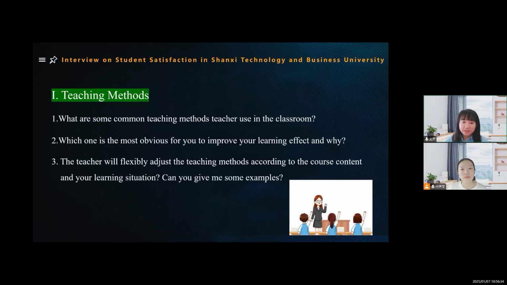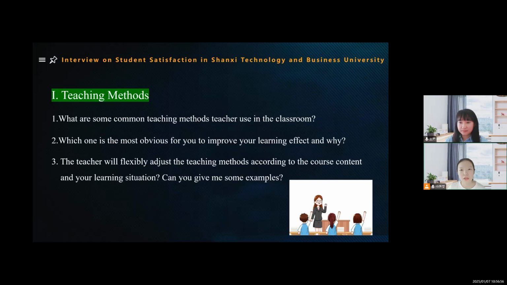So the teacher will flexibly adjust the teaching methods according to the course content and your learning situation. Can you give me some examples? Yes, the teacher pays great attention to the flexibility of methods in the teaching process.